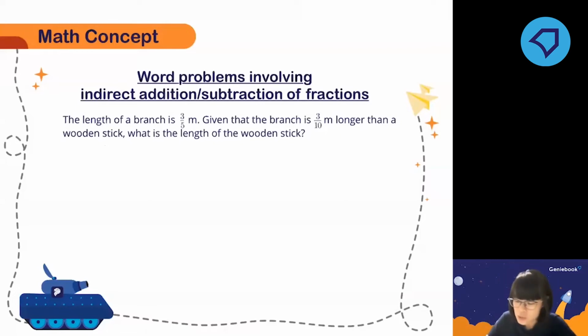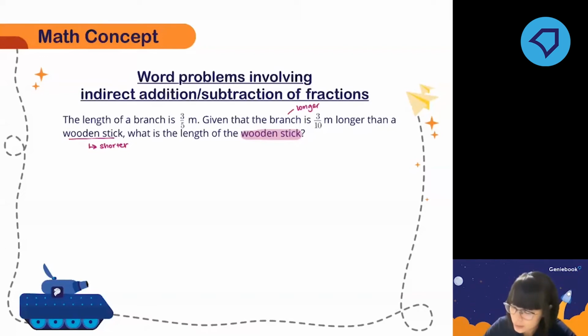Branch, yes. So branch is longer. I'm going to write here longer. Means the wooden stick has to be shorter. Since the question is asking you to find the length of the wooden stick, which is shorter, do you need to do addition or subtraction? Yes, we need to do subtraction. Excellent job. Because the wooden stick is shorter.